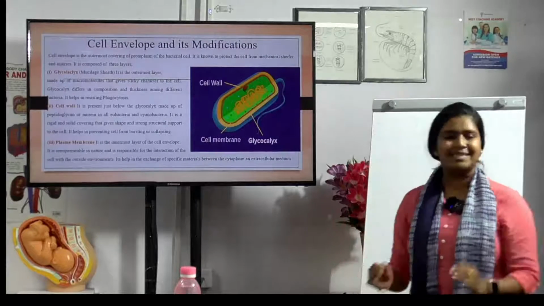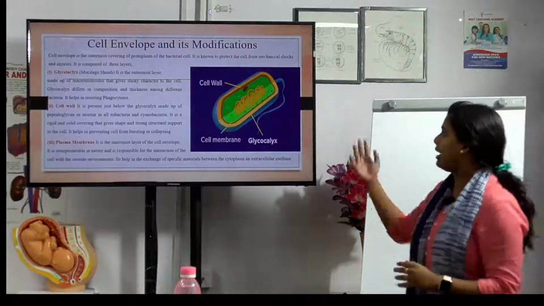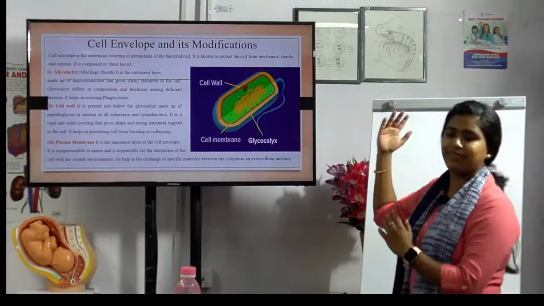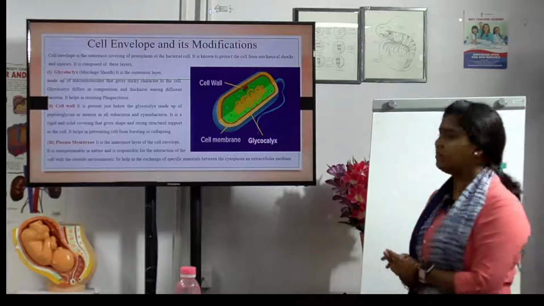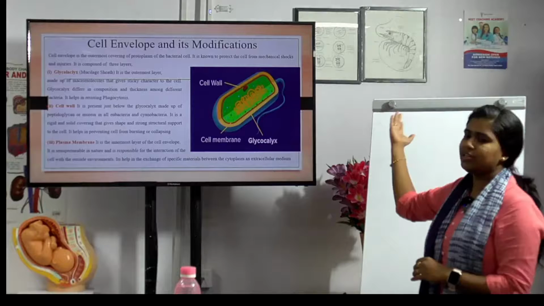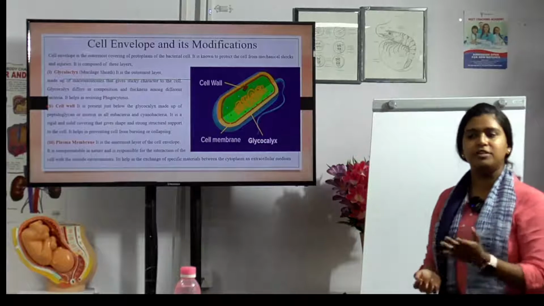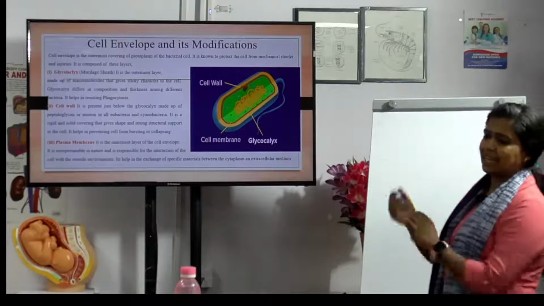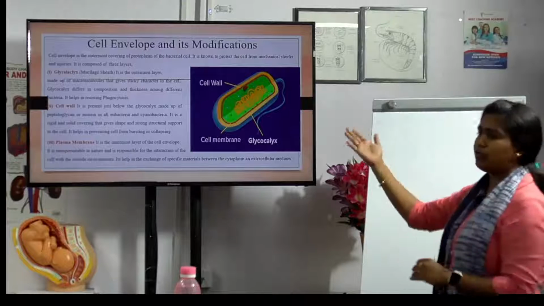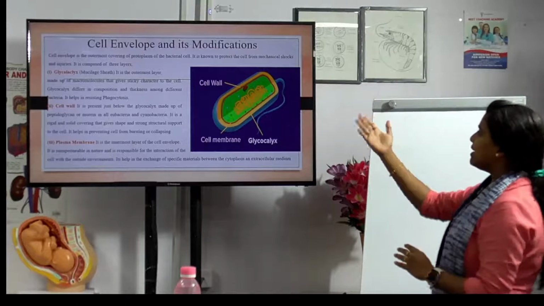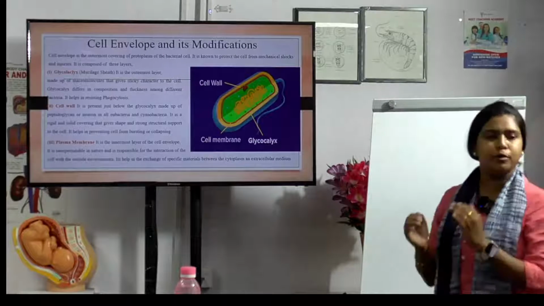Now let us see the cell envelope. The cell envelope is the outermost covering of a bacterial cell, and it protects it from mechanical injuries, and there are three layers: glycocalyx, cell wall and plasma membrane. Glycocalyx is a mucilaginous sheath.